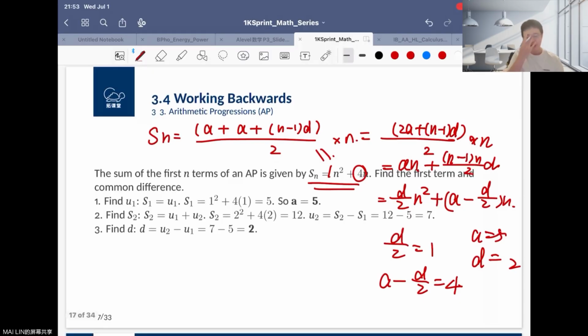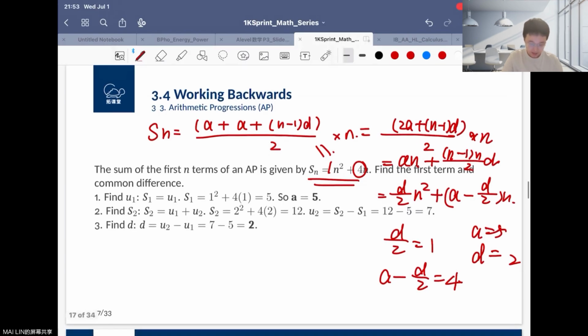So just be very familiar with this. You can also solve the problems with me together, okay? So that's the whole lesson for today. Hoping you can understand arithmetic progression and how to calculate the sum, the first term and the differences, okay? They are very important. So that's for today's lesson.